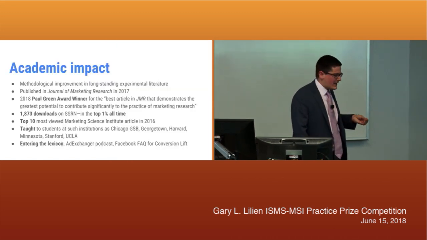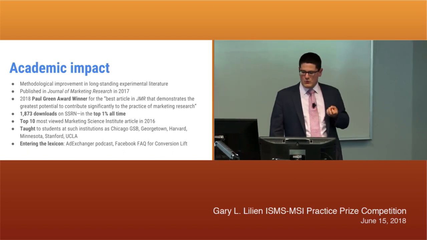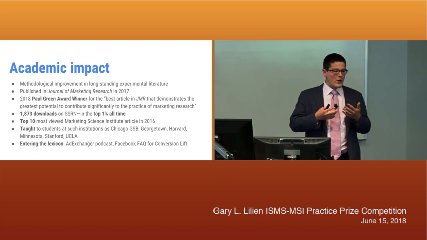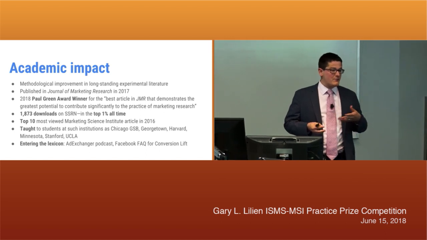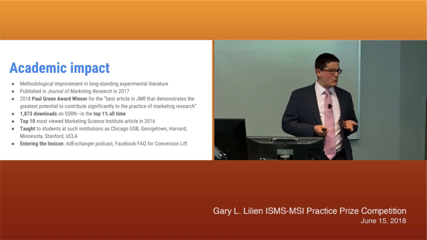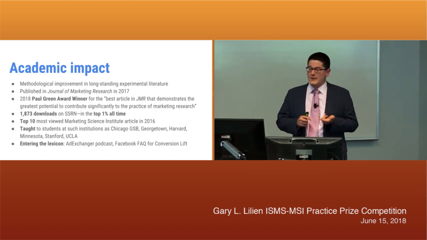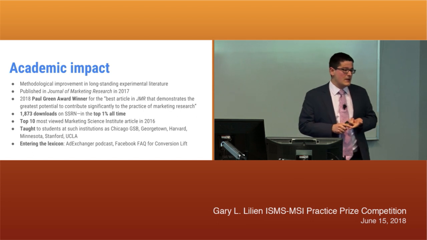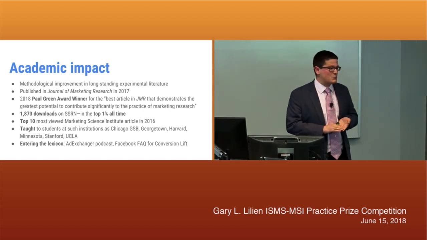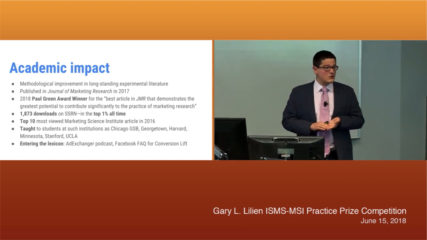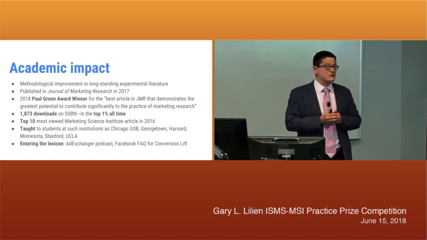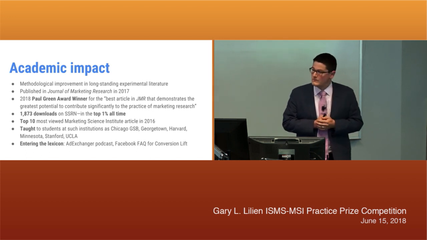So a few quick words about the academic impact of this. We think it's notable, and we're proud of the fact that the field experiment and randomized control trial literature is a very long literature, and a very difficult literature to have a methodological improvement on, and we think we were able to achieve that with this paper. The paper was published in Journal of Marketing Research last year, and I was happy to get the news last week that it's won the Paul Green Award for the best article in JMR that demonstrates the greatest potential to contribute significantly to the practice of marketing research.